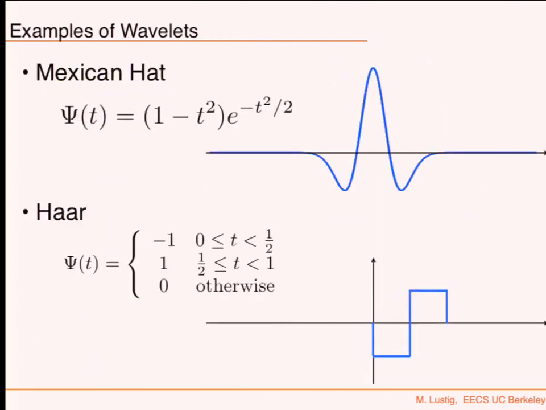So there's different types of wavelets. People have come up with lots of them. And they're different. And they're better for representing certain types of signals. Here's one called Mexican hat. I wonder why. It's basically this function, 1 minus t squared, e to minus t squared over 2.